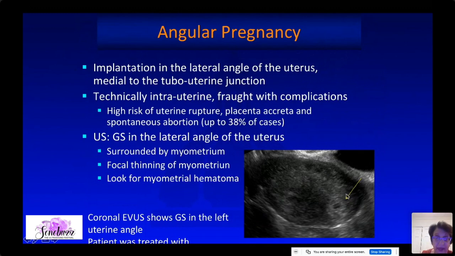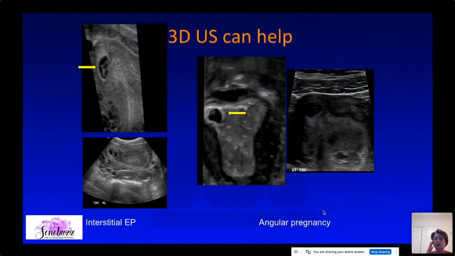And this patient didn't want a pregnancy anyway, so she was treated with methotrexate. But we thought this was an angular pregnancy. And again, I think the 3D can help. This is a case I just showed you of the angular pregnancy. You can see on the 3D that it's still within the uterus, but it's just at the edge. Instead of being more central, it's really at the edge, but there's some myometrium surrounding the sac.